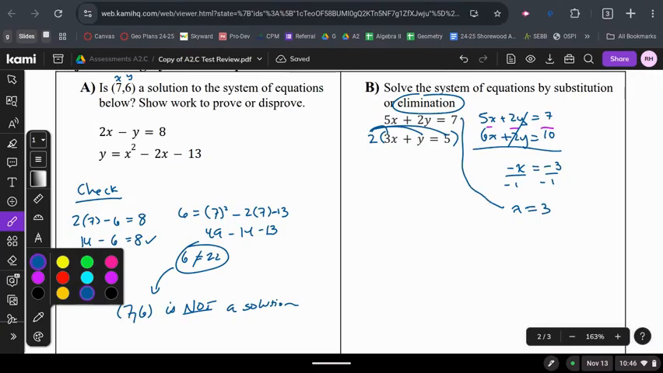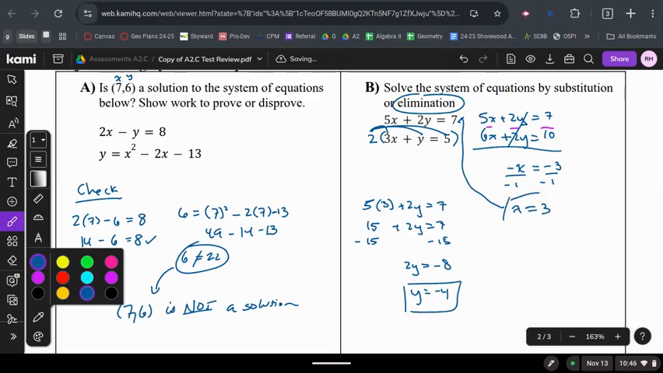Then we can substitute that into either of the two equations. I usually just do the top one, so 5 times x plus 2y is equal to 7. So that's 15 plus 2y is equal to 7. Subtracting the 15, I get 2y is equal to negative 8. And so dividing by the 2, I get negative 4 for my y. So I've got my x, I've got my y, and look at that. It's the exact same solution as the last one.